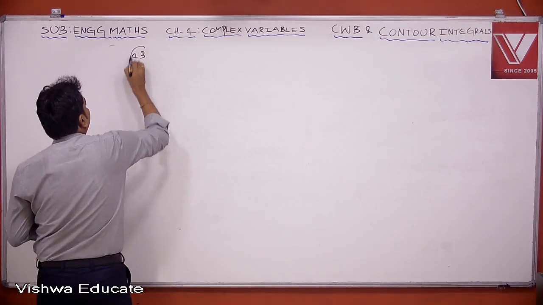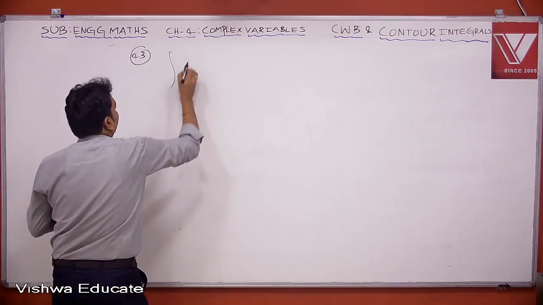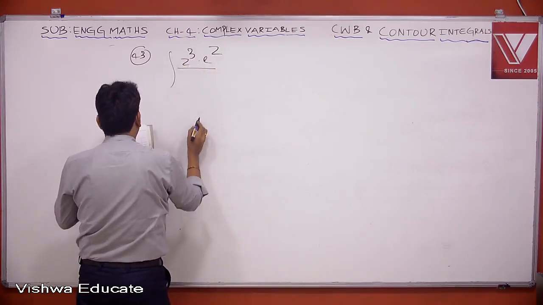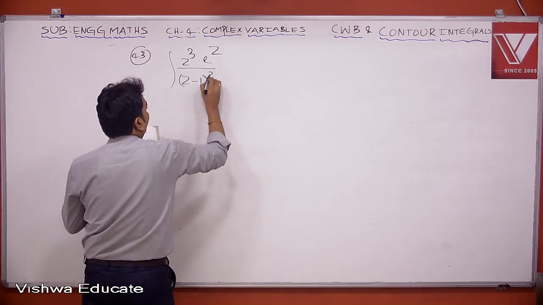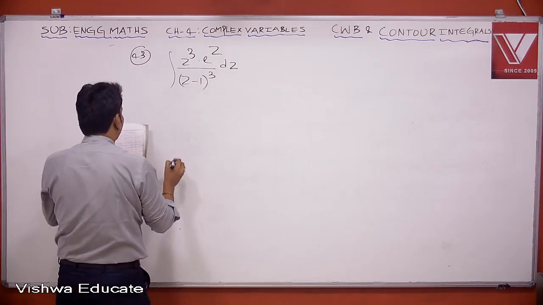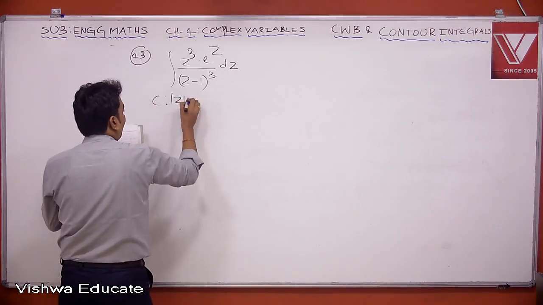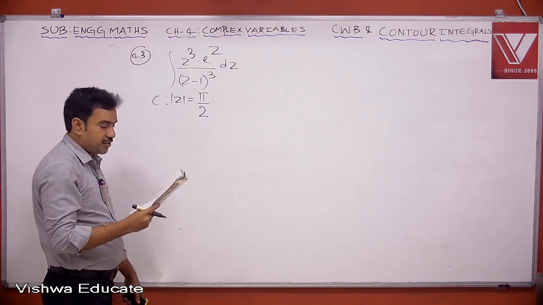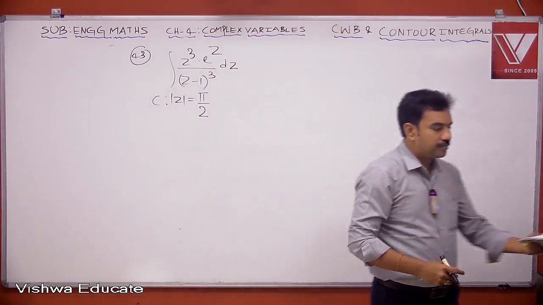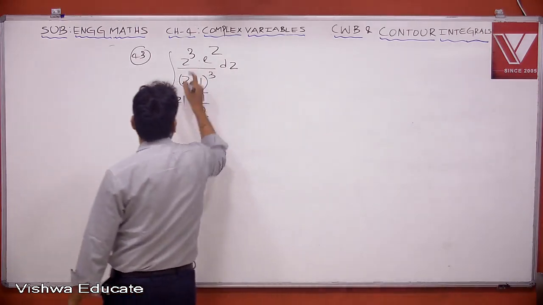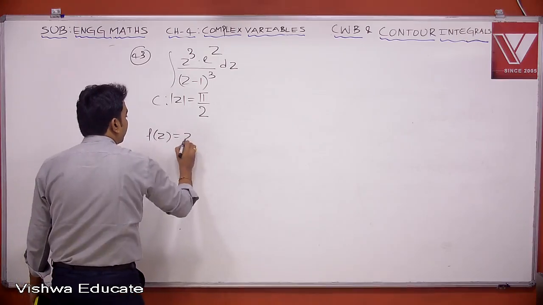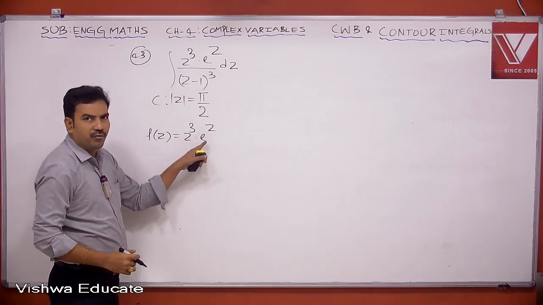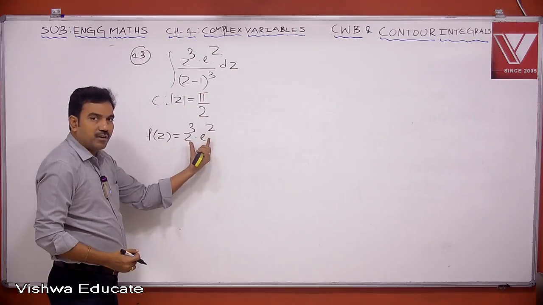Question number 43. The integral of z cube into e power z divided by (z minus 1) whole cube dz along the curve C. The curve C is described like this: mod z equal to pi by 2, oriented along clockwise. Now let us calculate this. Here what is f of z? Z cube into e power z. This is analytic, meaning differentiable. The product of two differentiable functions is differentiable.